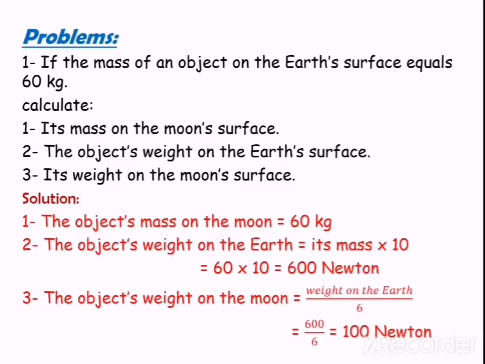Number 3, the object's weight on the Moon. You need the weight on the Moon's surface. From triangle number 2, the weight on the Moon equals the weight on Earth divided by 6. So it equals 600 divided by 6, so it equals 100 Newtons.